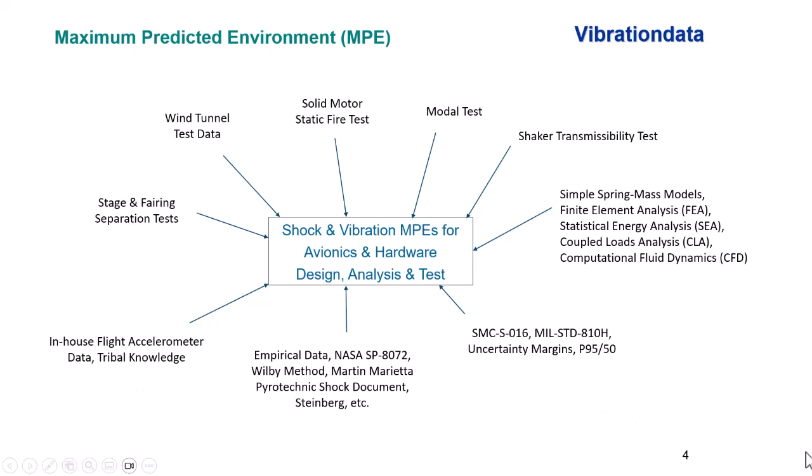So anytime a launch vehicle flies or we do any kind of ground test, we collect that data and store it and try to use it to help ourselves as new vehicles come along as well. So this is sort of the main set of inputs to the MPEs. There could be others as well. So we need to come up with these maximum predicted environments, and then we derive test levels, vibration test levels, and shock test levels from the MPEs.